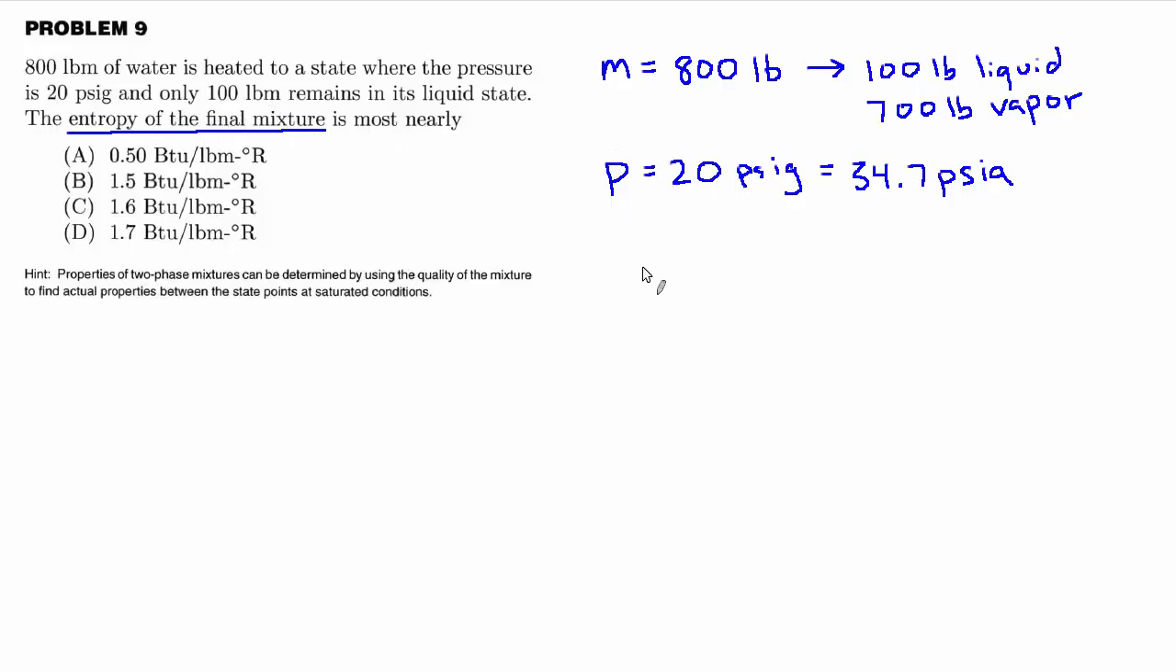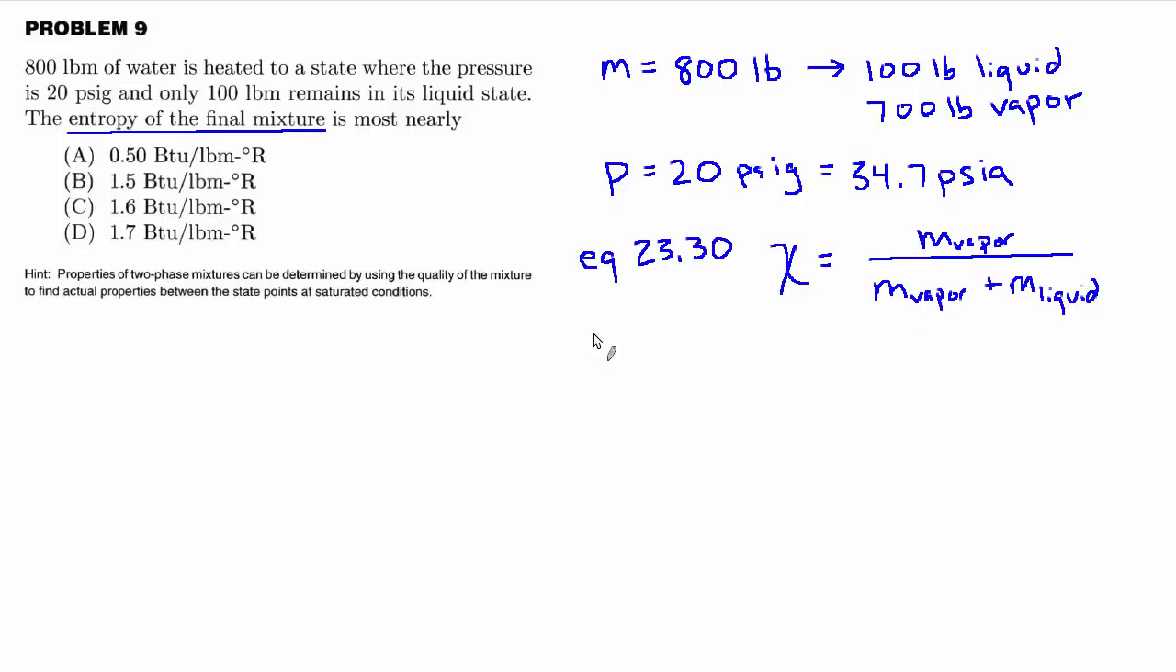We can reference equation 23.30, which you may not need to look up if you have a good understanding of what quality is. But to make it explicit, it's the mass of vapor divided by the total mass, or the mass of vapor plus liquid. So for this situation in particular, we know the mass of vapor is 700 pounds because 100 remains as liquid, so the other 700 is vapor. And the total vapor plus liquid is 800, so the quality is much closer to 1 than it is to 0. It's 0.875.